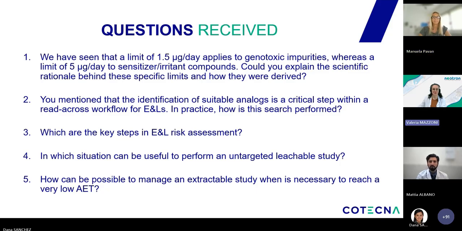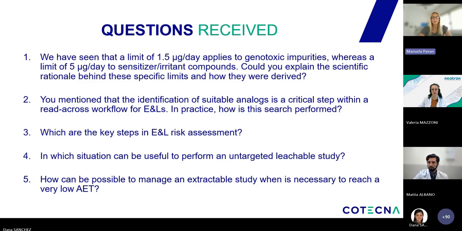Thank you, Manuela. So another question. You mentioned that the identification of suitable analogs is a critical step within a read-across workflow for extractables and leachables. In practice, how is this search performed? Manuela, this is for you again. Thank you. Yes, indeed. I just mentioned quickly during the presentation that the retrieval of similar compounds with adequate data to use as analogs for the read-across is really crucial in order to properly apply this approach.